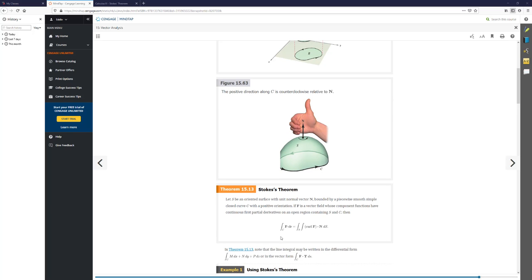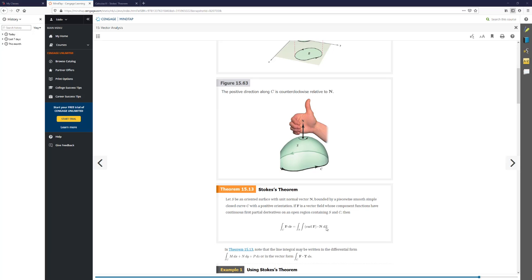Stokes Theorem can be done with a line integral, but if you remember doing line integrals where you had to do the parametrization, that can get a little tricky to figure out for the smooth curve C. So the line integral of F dot dr is equal to the double integral over the surface of the curl of F, so hopefully everybody remembers how to take the curl, dotted with n, the unit normal vector, dS.